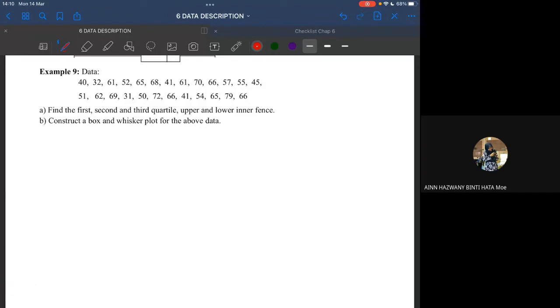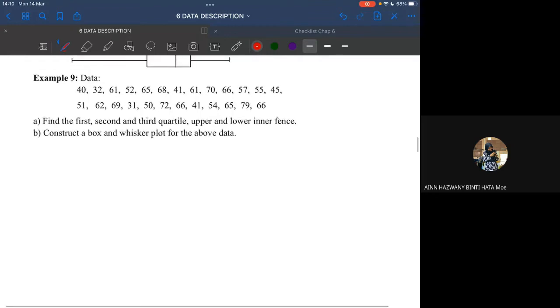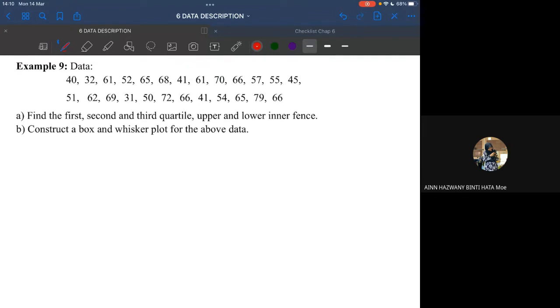Okay, so first thing first, rearrange the data. Okay, cuba kamu tolong rearrange data kamu ni, which is we have a lot there, 25 sets of data. Cuba rearrangekan dulu.